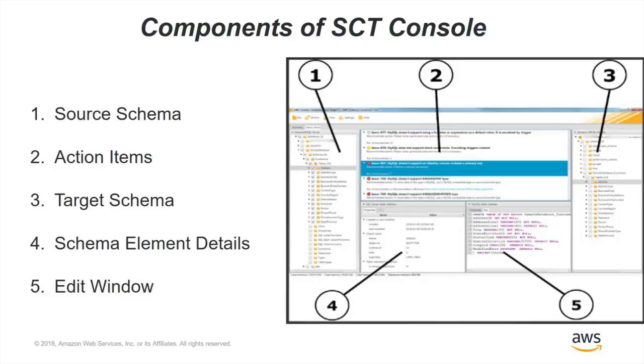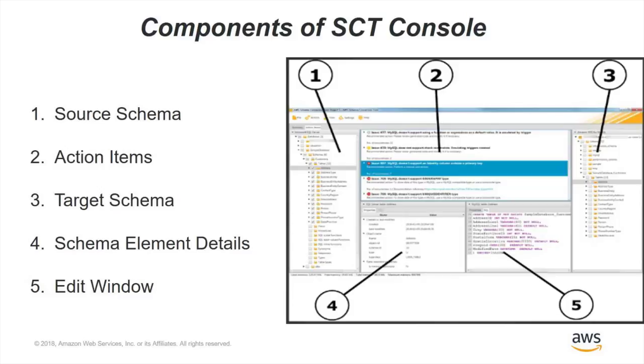The fourth one is the schema element details. The schema element details is basically telling us about the particular object that you have selected on the source schema. So for example, if I've selected a table on the source schema, the schema element details will tell me how many columns the table has, and if there are constraints or not, and other things.